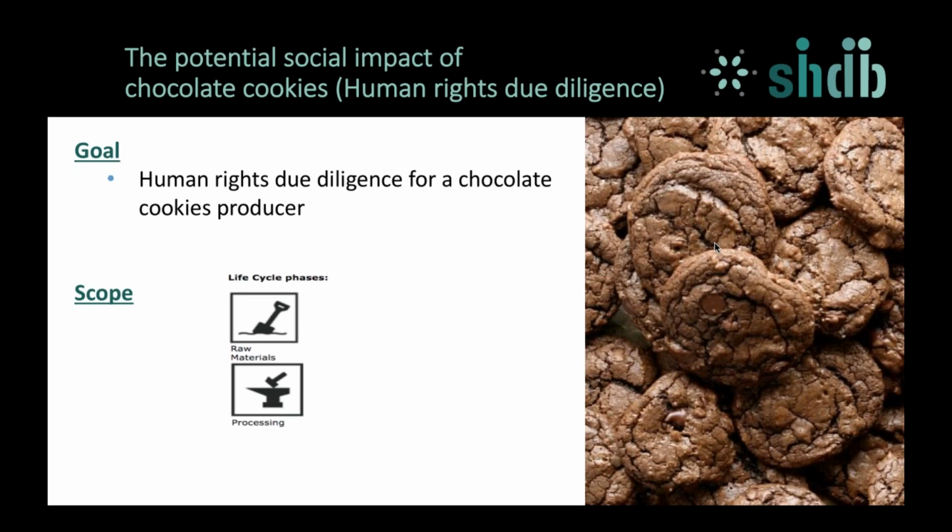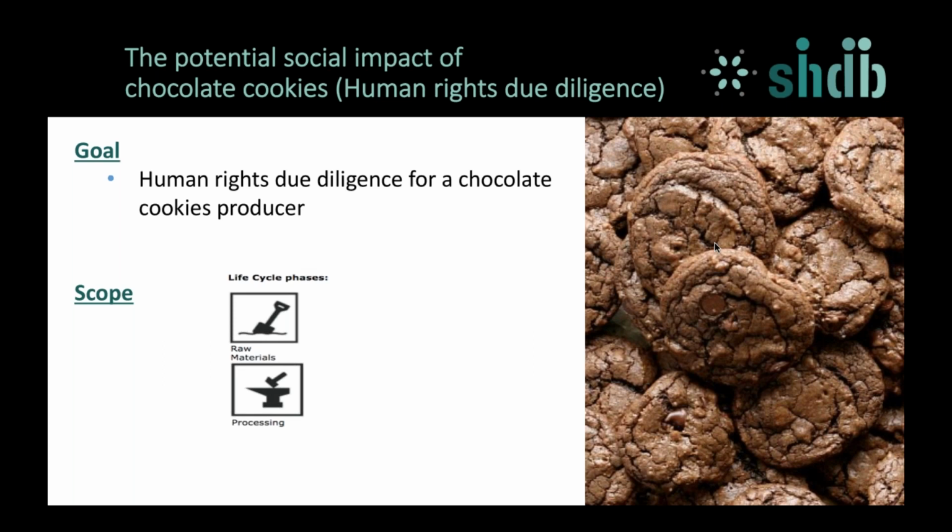So I will pause again and see if there's any burning question on the Social Hotspot database. Well, there is one interesting question, Catherine. You said that social impacts can be positive and negative. How does labor intensity behave here? Does it contribute positively or negatively? Under which conditions?